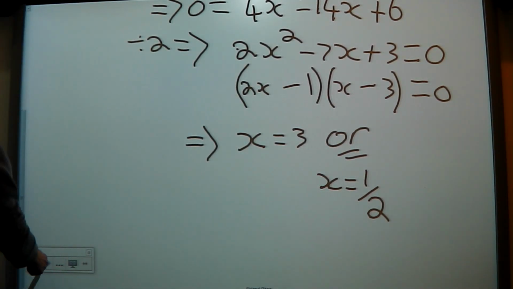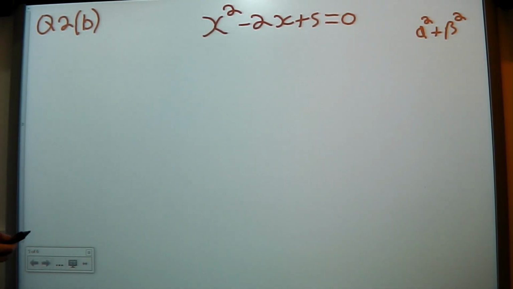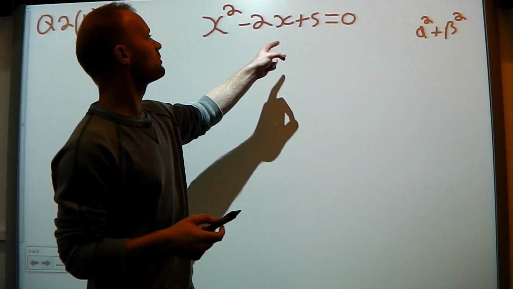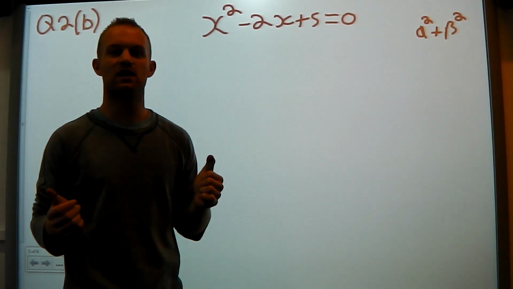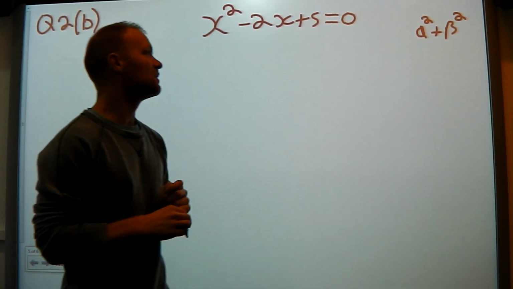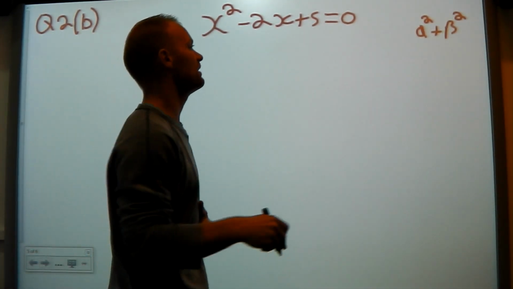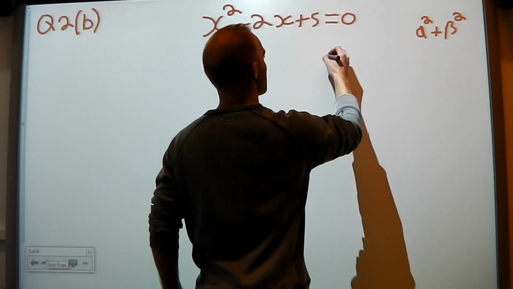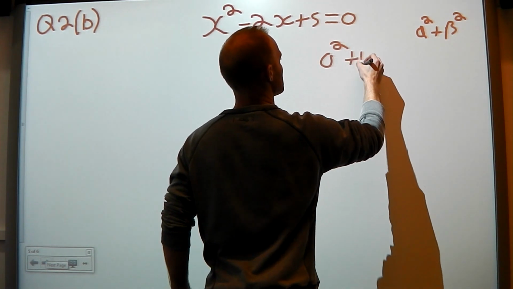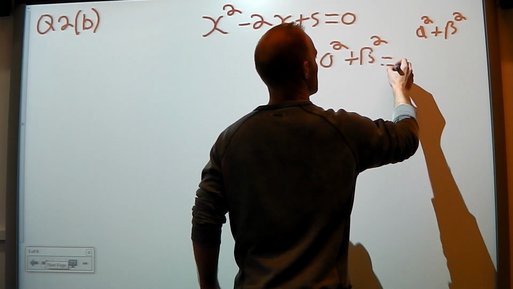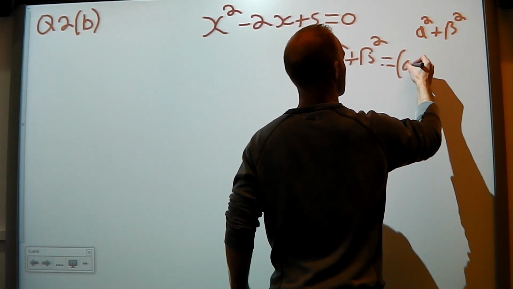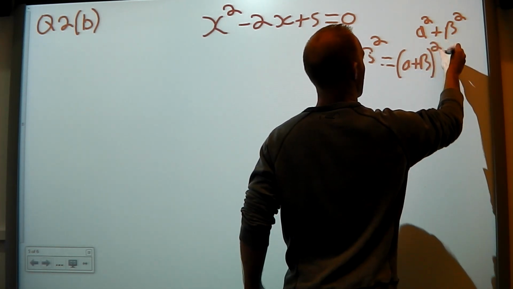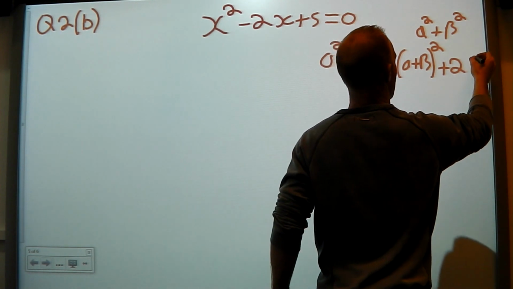Our next question is, we're given an equation here, x squared minus 2x plus 5 is equal to 0, and we're asked to find what alpha squared plus beta squared is. Now, what we have to know here is alpha squared plus beta squared is equal to alpha plus beta all squared, plus 2 alpha beta.